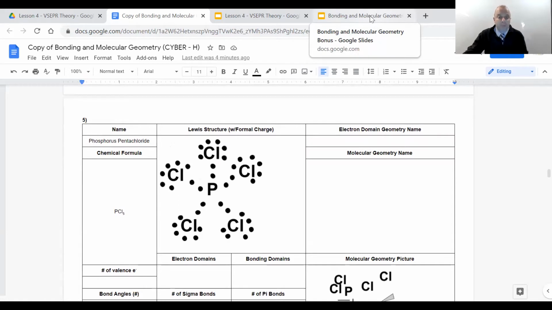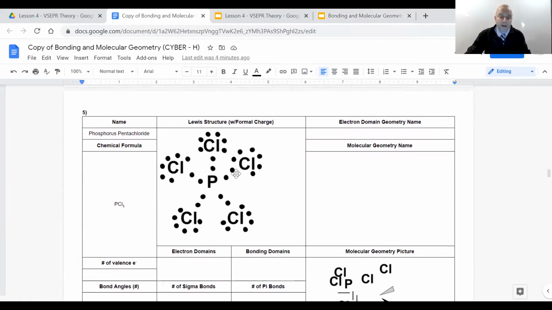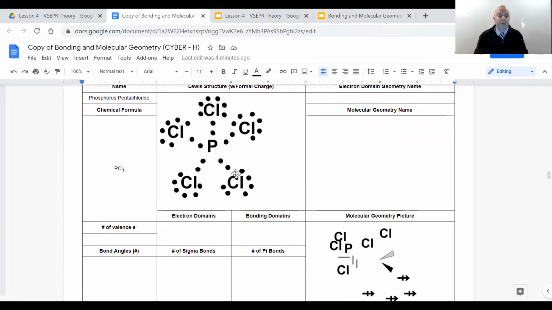So the nice part about problem number 5 is that the Lewis structures were already drawn for you, so that part is nice. The other thing that I want to mention is what I'm going to do is go ahead and identify the difference between electron domains and bonding domains on these examples. So if you're confused by that, which I know some of you were, we'll be able to answer that as well.